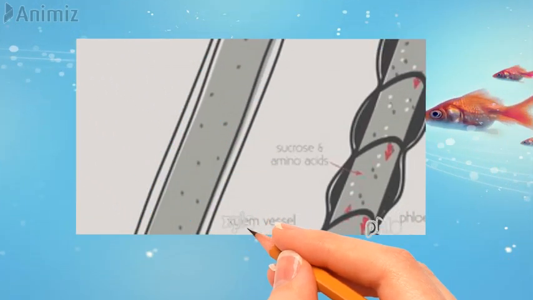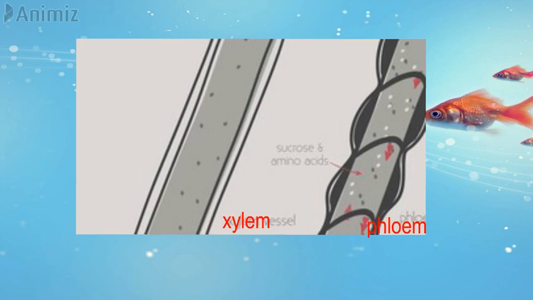Look at the picture carefully here. It shows the direction of the food materials and the water and minerals through xylem and phloem. Xylem is unidirectional, and in phloem, it is multidirectional.